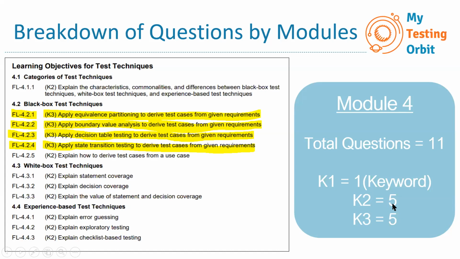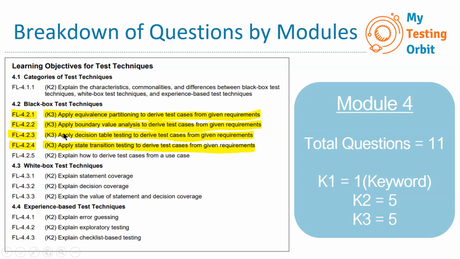Then K2, there will be 5 questions coming. Okay, now this is very interesting. If you see, no, I think that's for K3. Let's first go through K2. So K2 is 5 questions. There are 8 learning objectives, and out of these 8 learning objectives, 5 questions will be coming.